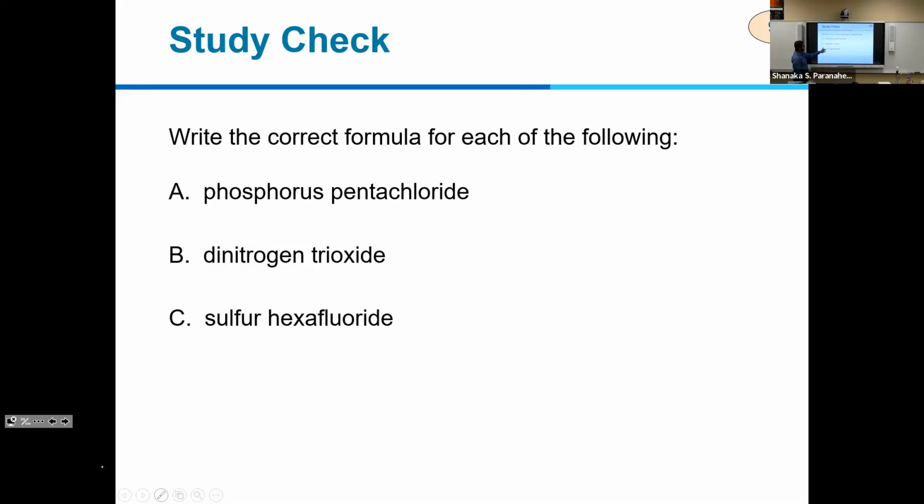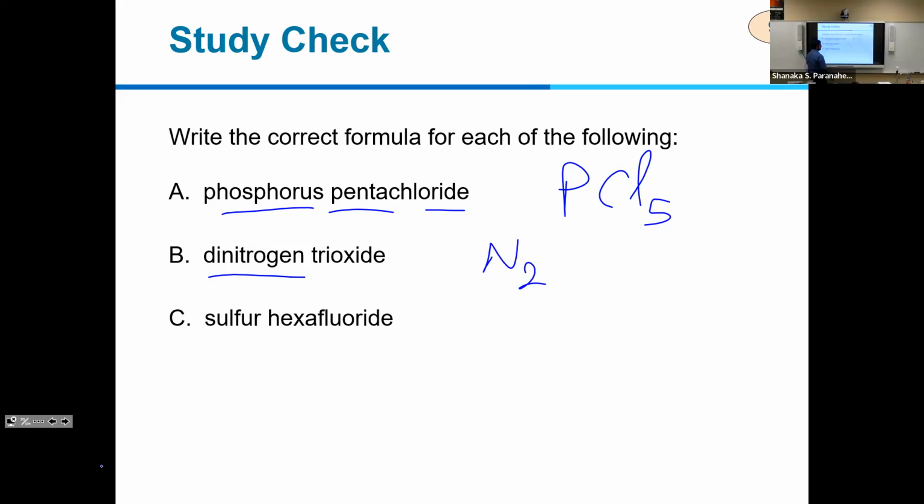So phosphorus pentachloride. There's one phosphorus, and there are 5 chlorine. PCl5 is the formula. The next one, dinitrogen trioxide. So there are 2 nitrogens and there are 3 oxygens in the molecule. N2O3. Sulfur hexafluoride. Hexa means 6. There are 6 fluorine and 1 sulfur in the formula.